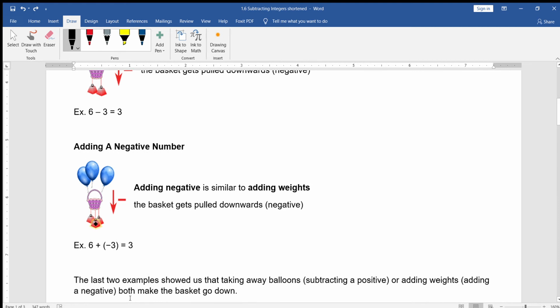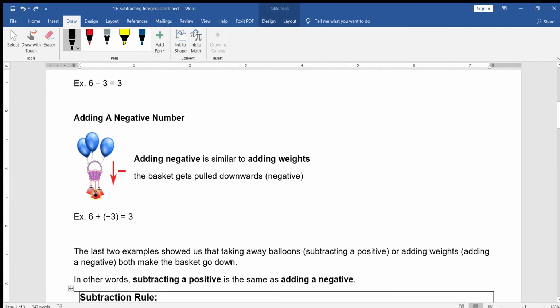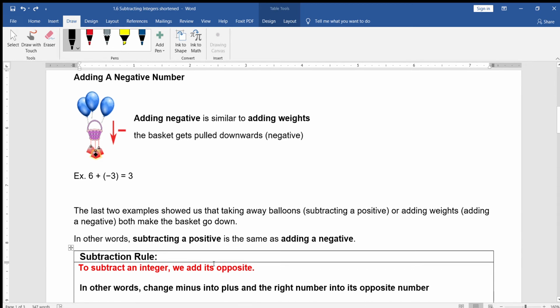So what do these two illustrations tell us? It tells us that taking away balloons and adding weights both make the basket go down. In other words, subtracting a positive is similar to adding a negative. And this will help us do subtracting integers.